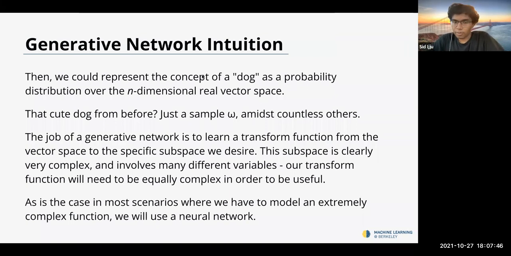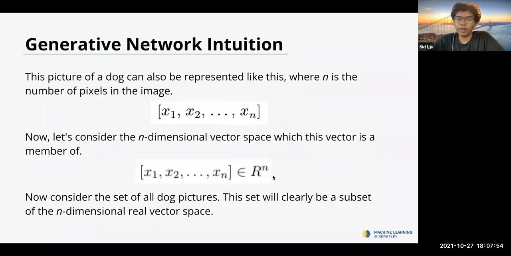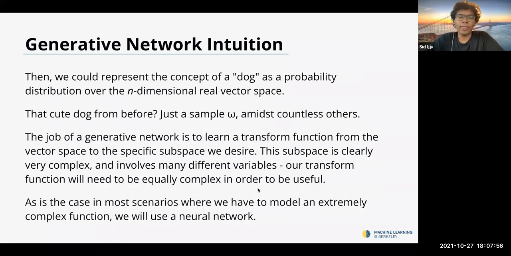And so the job of a generative neural network is to learn a transform function from this vector space Rn, the n-dimensional vector space, to the specific subspace we desire, which in this case is dog pictures. And so the subspace is clearly very complex. So it's not going to be like, you just take the first half of it or something. And there are a lot of different variables. And so the transform function needs to be equally complex in order to be useful, which is why in most cases, generative networks are constructed using a neural network, because neural networks are really good at modeling extremely complicated functions.